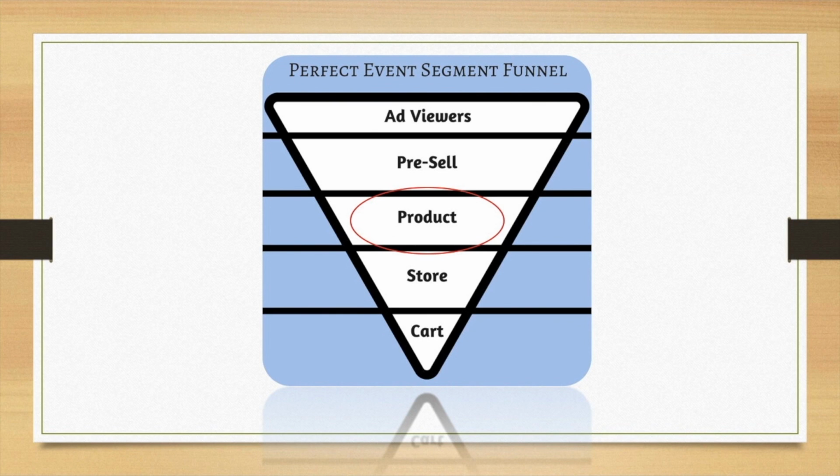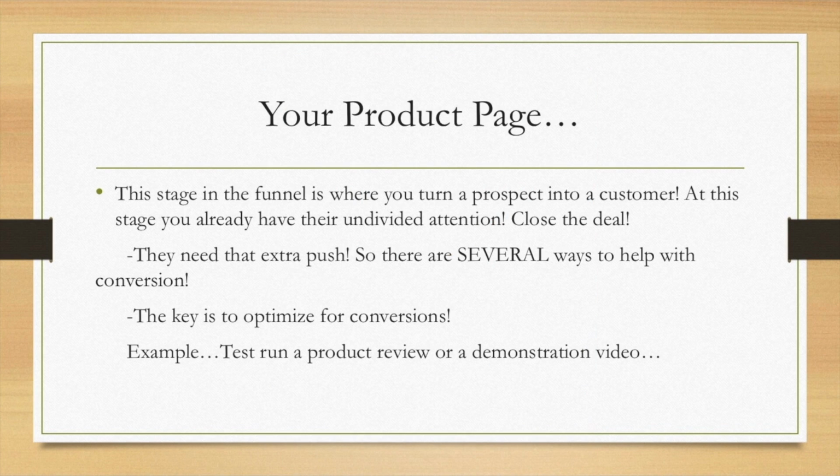Mike Ambrose here, and we are in part 3 of the perfect event segment funnel. This is the product part. This is the make or break part. As you can see, if they saw your ad, they saw the pre-sale page, they engaged in the article, and they clicked the link, they are now in the product page part of the segment. Very important part. This is where you can make or break your potential customer. So let's get started. Your product page.